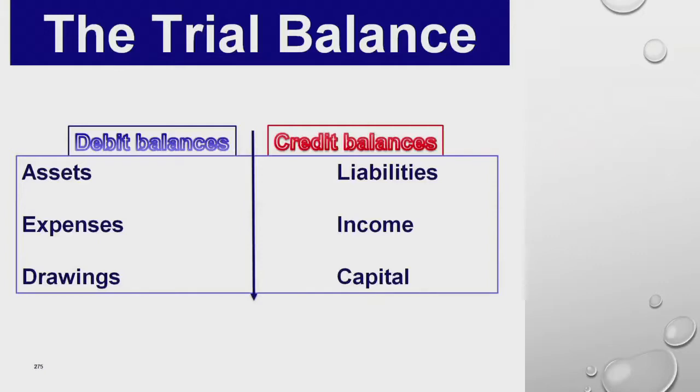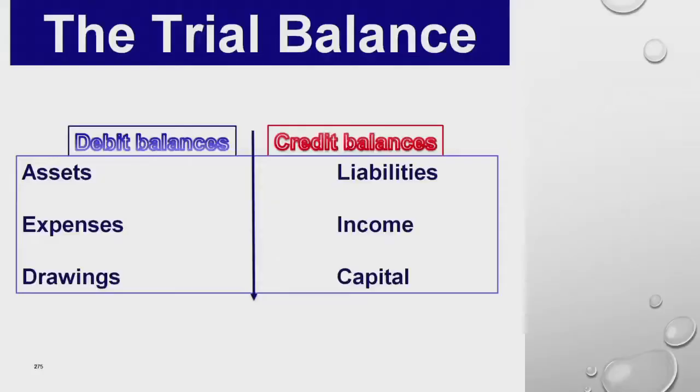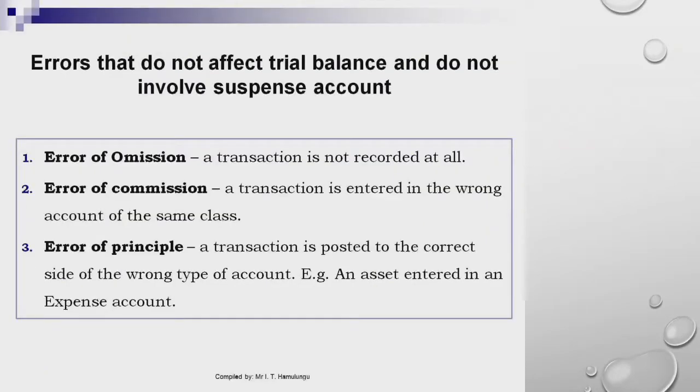liabilities, income, and capital. The moment you mess up and don't know which one, you should always ask yourself. I'm going to say this for the last time because I see most students don't know what to do. If you know that you are dealing with an asset, an expense, or drawings, then record on the debit side. If you know that you are dealing with a liability, income, or capital, record on the credit side. Okay?